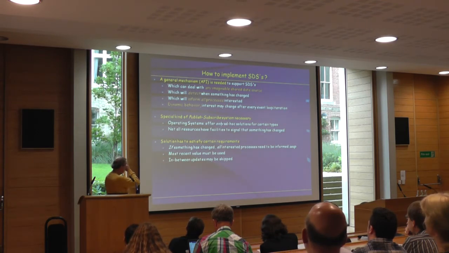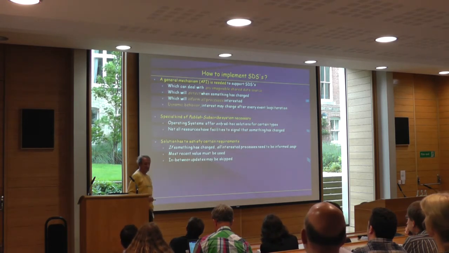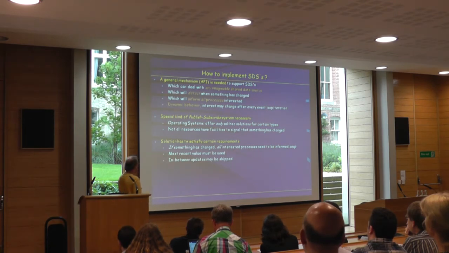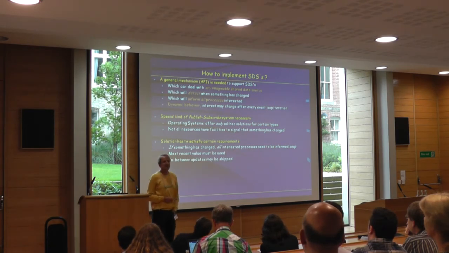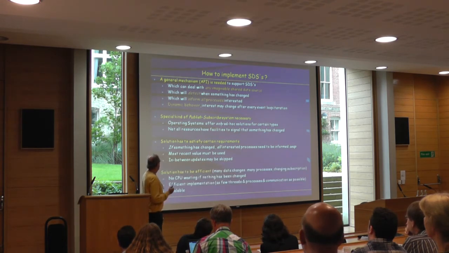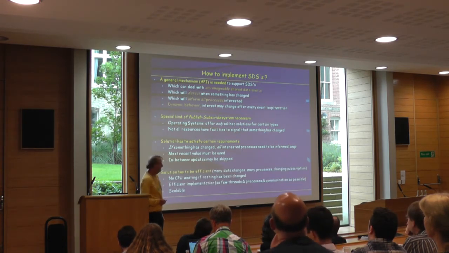A solution also has to satisfy certain requirements: you have to know that something has changed, and if something has changed, all interested processes need to be informed. We want the most recent value if something has changed, but we don't care about in-between values. They may be skipped. And of course, you want things to be efficient and scalable.